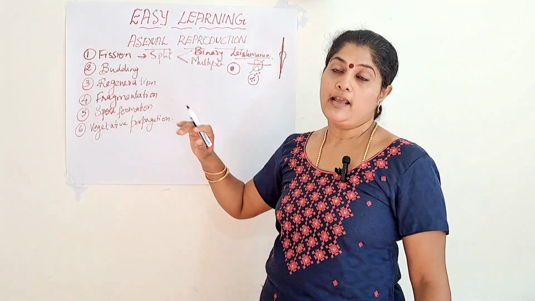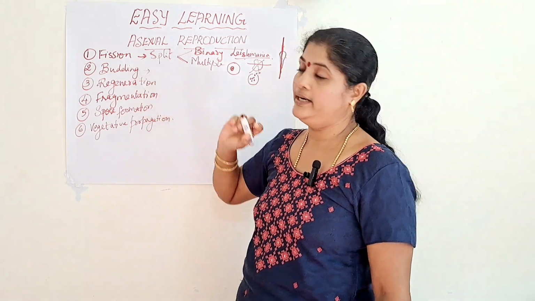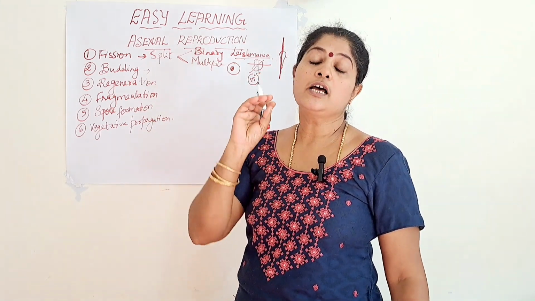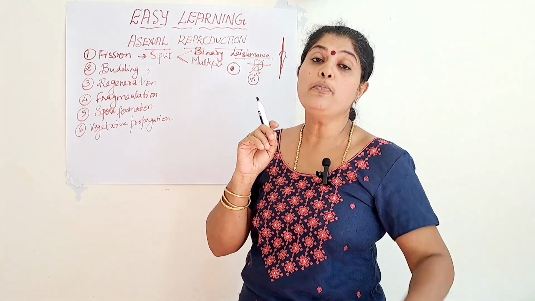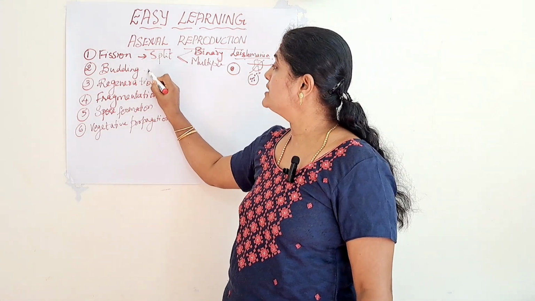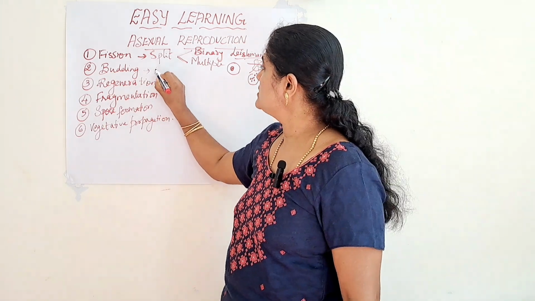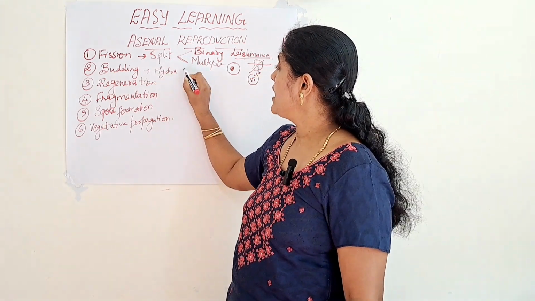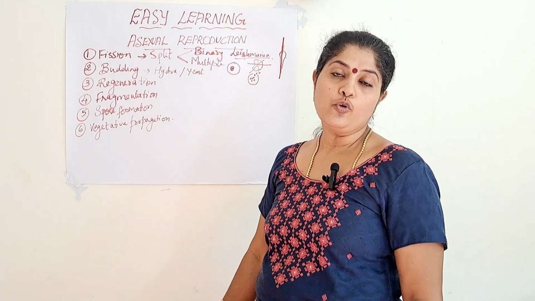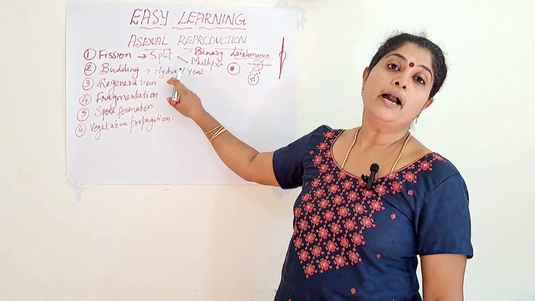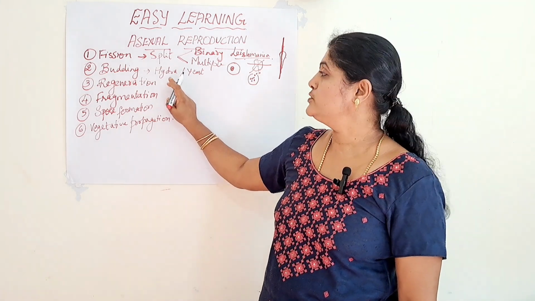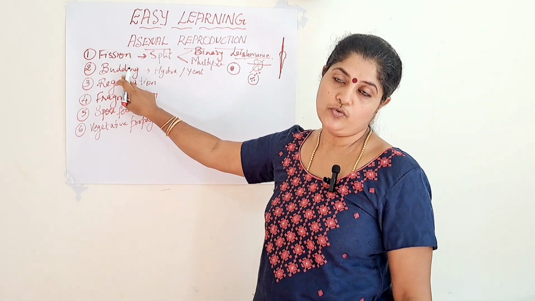Next one is budding. In that, you should know what is meant by bud. Bud means a small projection, a small outgrowth formed on the surface of the body. Budding takes place in two organisms: one is the hydra and the other is the yeast cell. These are the two examples you have to study under budding. A bud is a small projection that comes out from the body of the organism, and that process is known as budding.